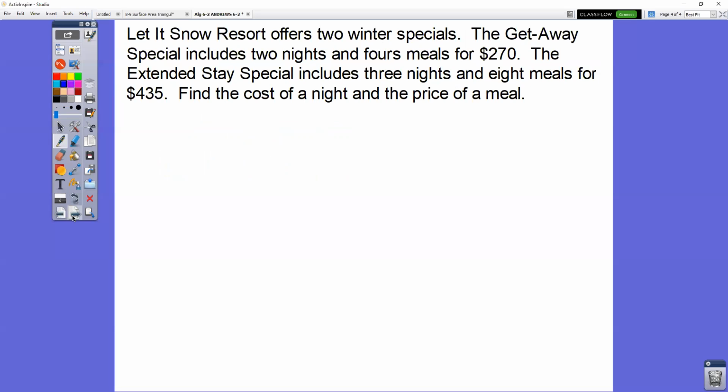Let It Snow Resort offers 2 winter specials. The Getaway special includes 2 nights and 4 meals for $270. The Extended Stay special includes 3 nights and 8 meals for $435. Find the cost of a night and the price of a meal. Go ahead and try and set up the 2 equations, please.